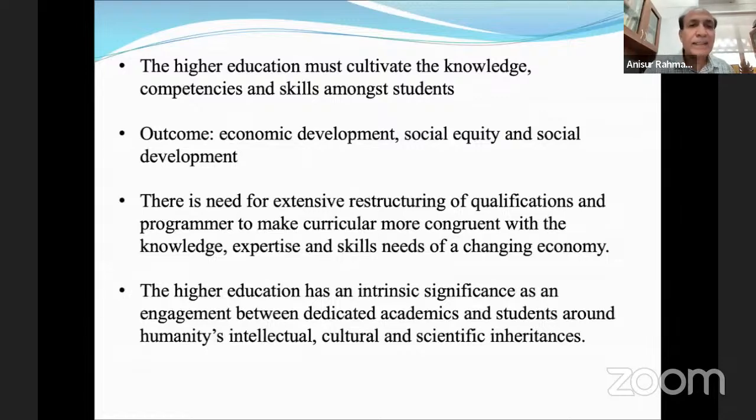And then higher education must cultivate knowledge, competency, and skills amongst the students. I think again that is very important. And there is a need for extensive restructuring of qualifications and programs to make curricula more congruent with the knowledge, expertise, and skills needs of a changing society, a changing economy. Higher education has an intrinsic significance.